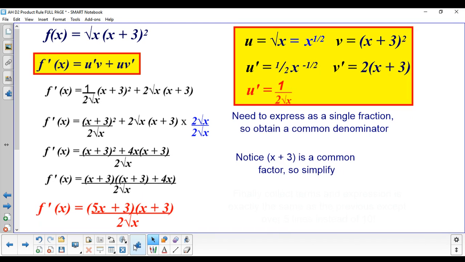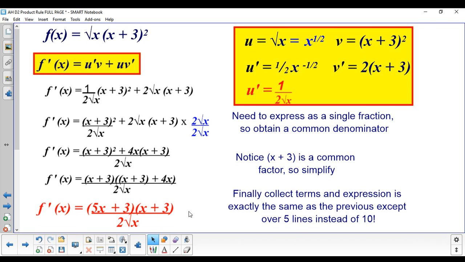I've just copied that over from the first one to show you it's exactly the same answer as before. And it's only done through 1, 2, 3, 4, 5 lines. Okay, so a lot less hassle.